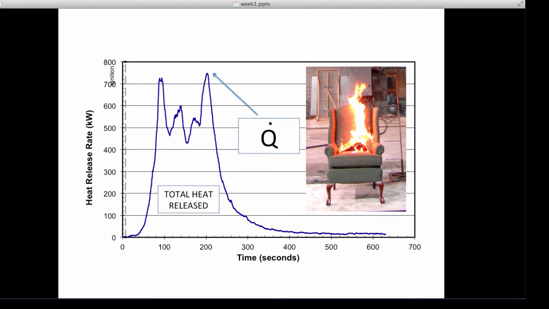If you see this capital Q with a dot over it, the Q dot, this is just the symbol for the heat release rate. So the amount of energy being released over time, the heat release rate, Q dot. Those are all the same thing. You'll see them often. Every time you see an equation with a Q dot, you're going to know that it's looking for this heat release rate.